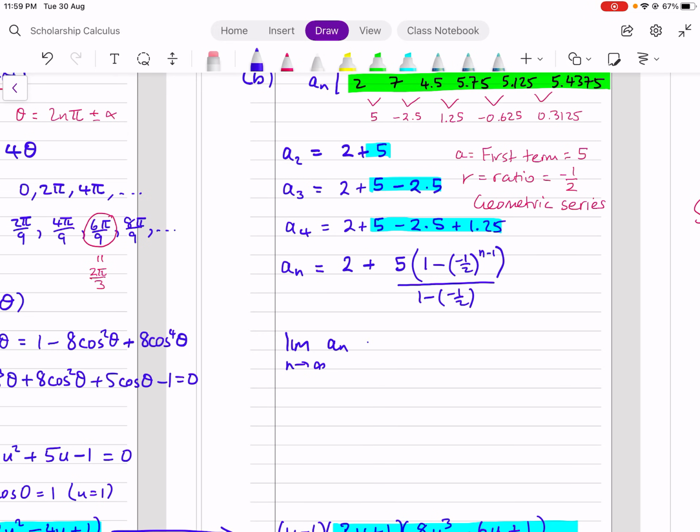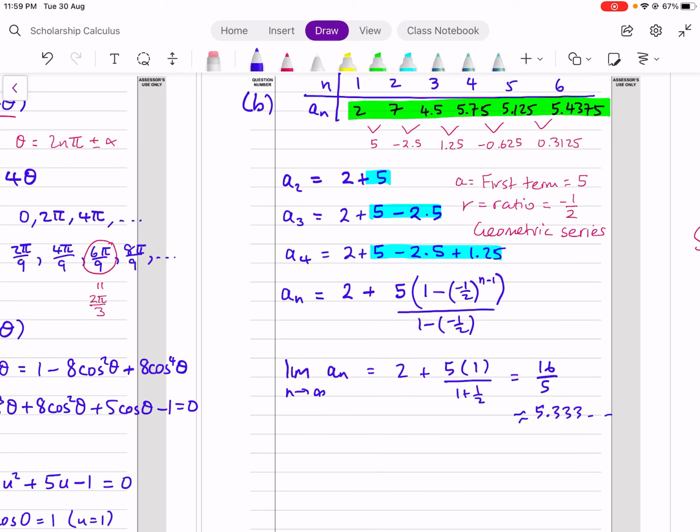So we end up getting 2 plus 5, just lots of 1 over 1 plus a half. And when you work that out, you end up getting 5.33333, or 16 thirds. Right? So that kind of looks right. But if you just find a few more terms in your sequence, you'll find that it is going towards 5.333, and it gives you confirmation.